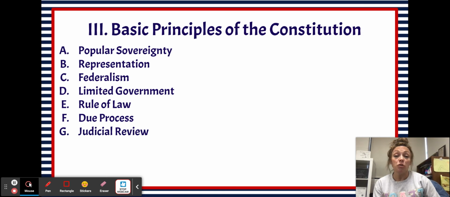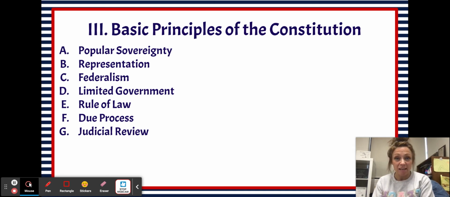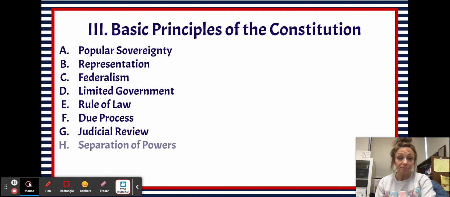Next, we've got judicial review, and we just talked about judicial review with the Marbury v. Madison landmark case. Judicial review is the authority of the federal courts to determine the constitutionality, there's a $7 word for you, the constitutionality of acts of Congress or the president. So they can look at something that Congress or the president does and say, you can't do it. It doesn't go along with the Constitution.